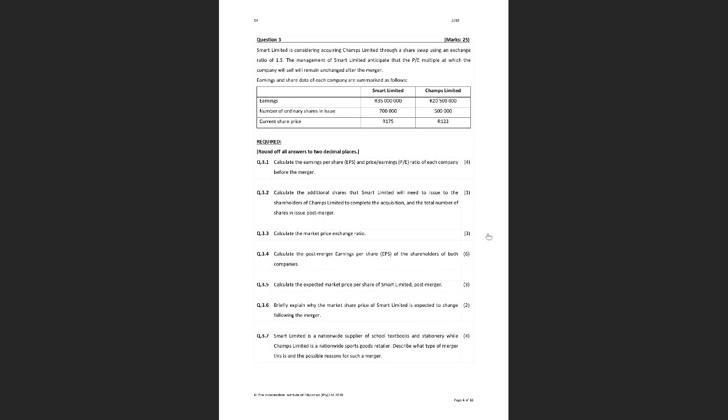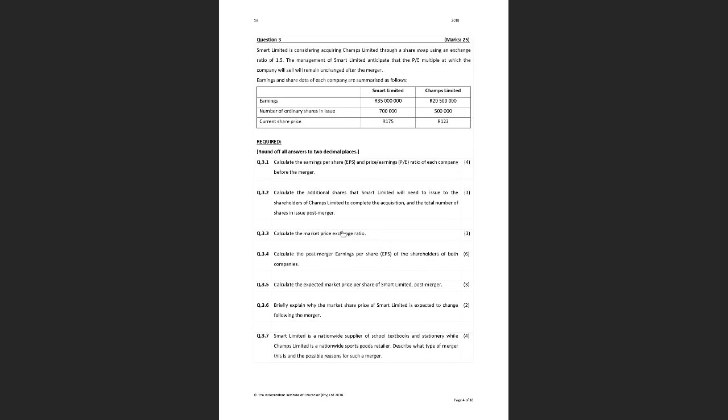So remember, they gave you the exchange ratio. How many shares does Smart Limited have to give the Champs shareholders for each 1 share that they're purchasing? And then Smart has to issue those as new shares, which means that their current number of shares of 700,000 will then increase by the number of shares issued in order to purchase these 500,000 shares in Champs Limited. So after the merger, Smart Limited shareholders will then own 700,000 shares in Smart, and they will then also own 100% of Champs Limited as well.